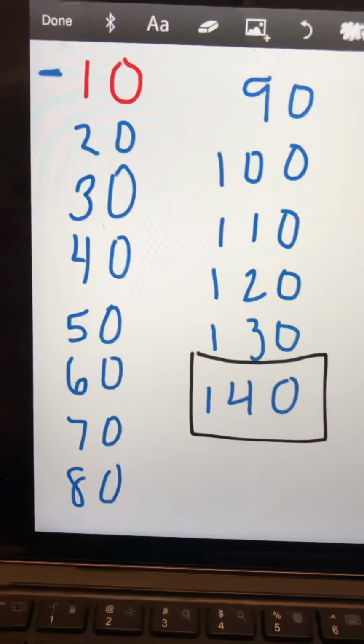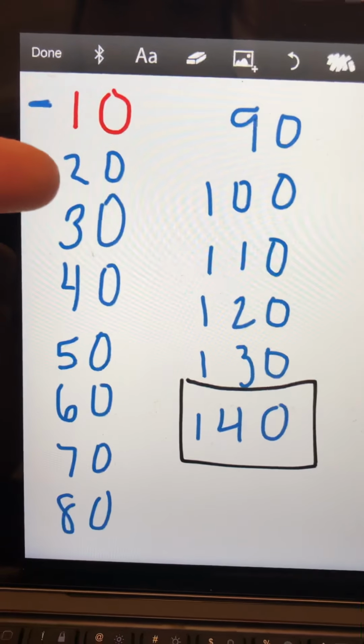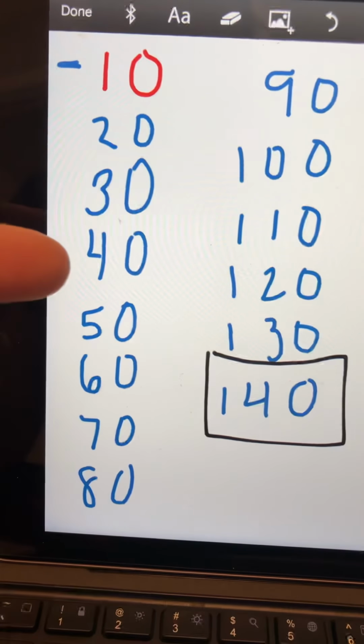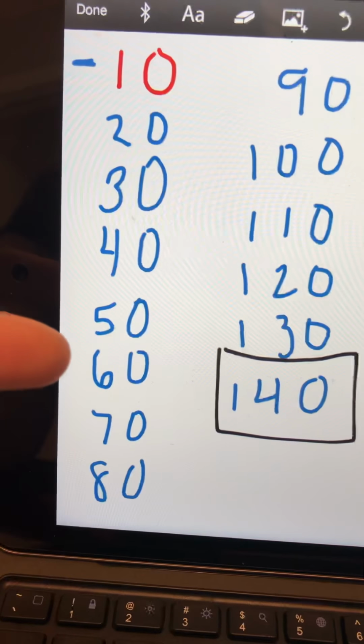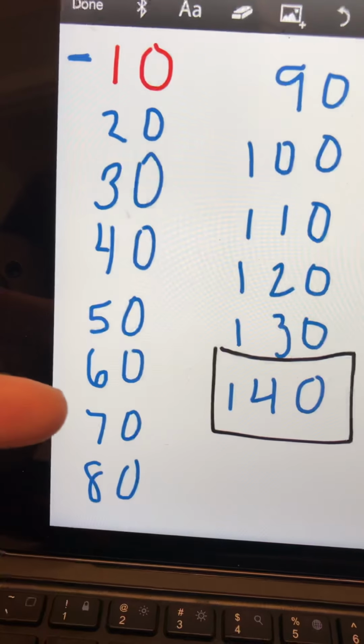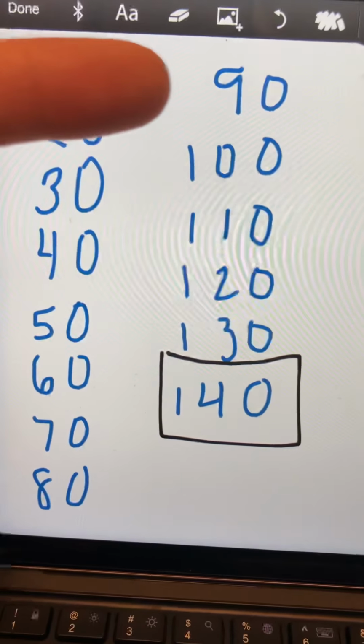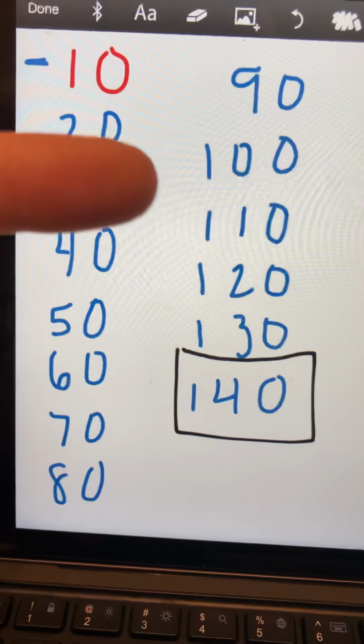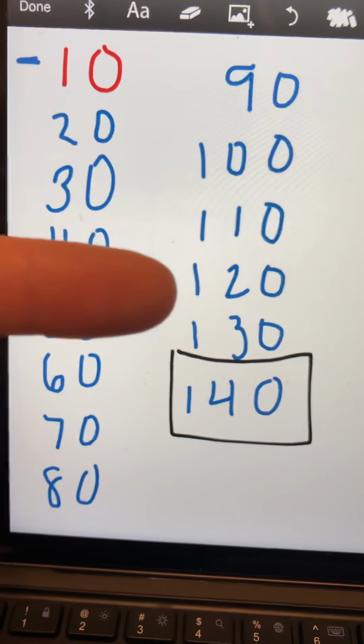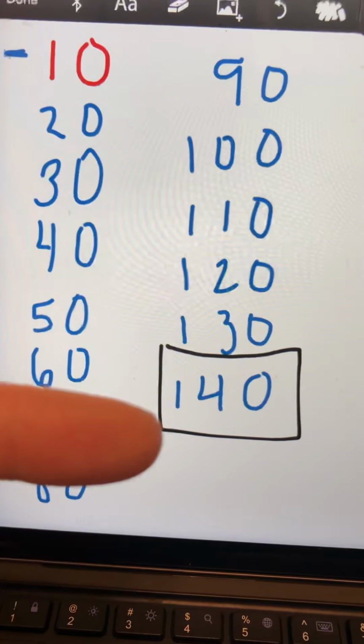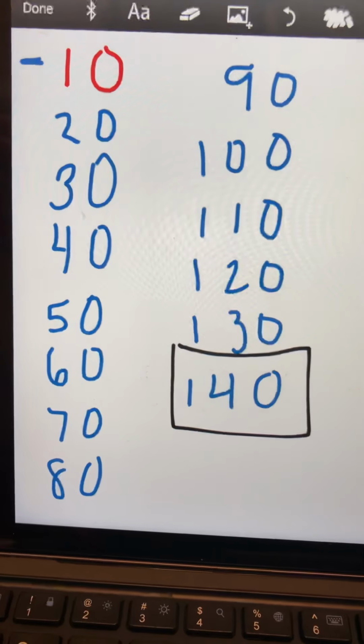Let's do it again one more time, starting at 10 and ending at 140. Ready? 10, 20, 30, 40, 50, 60, 70, 80, 90, 100, 110, 120, 130, 140.